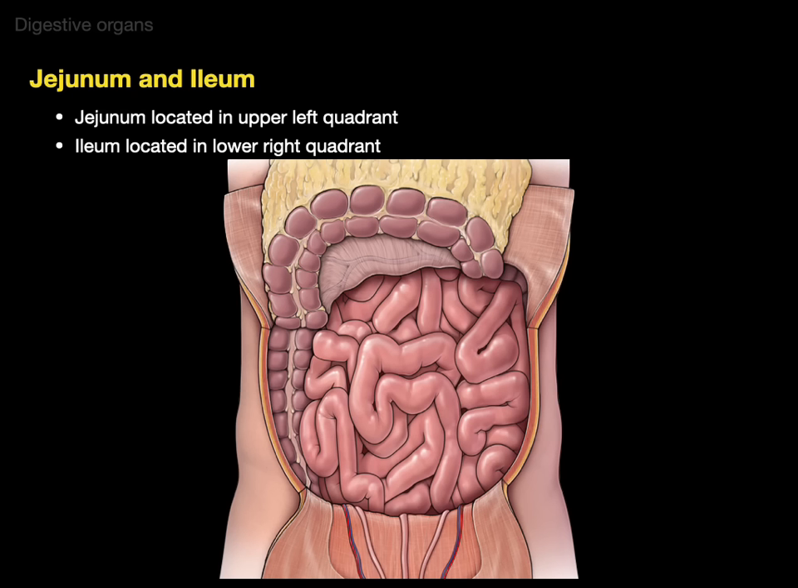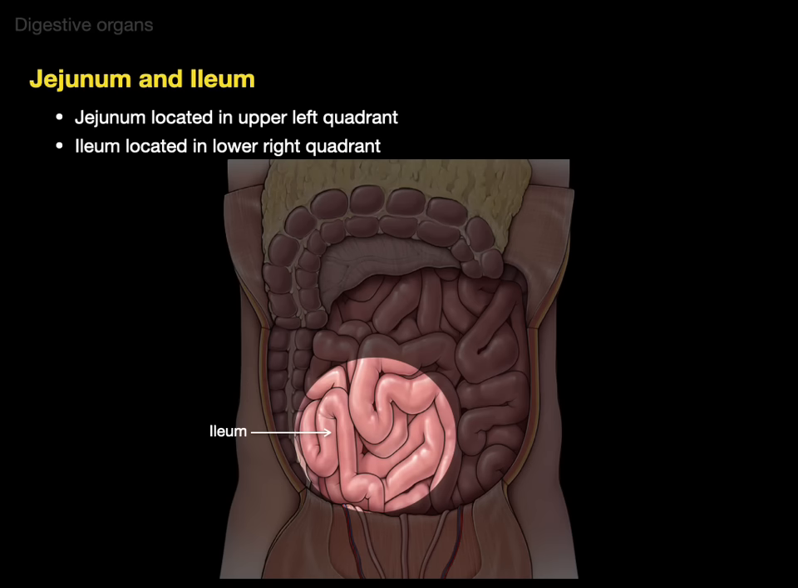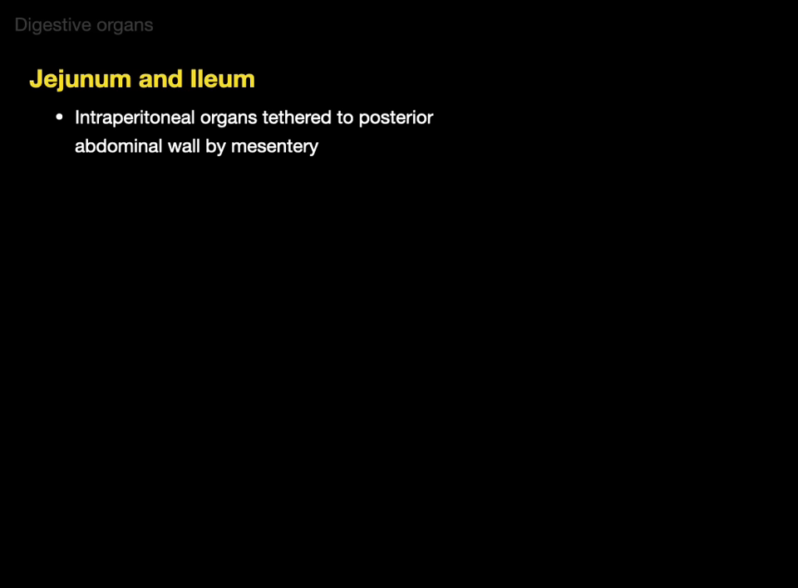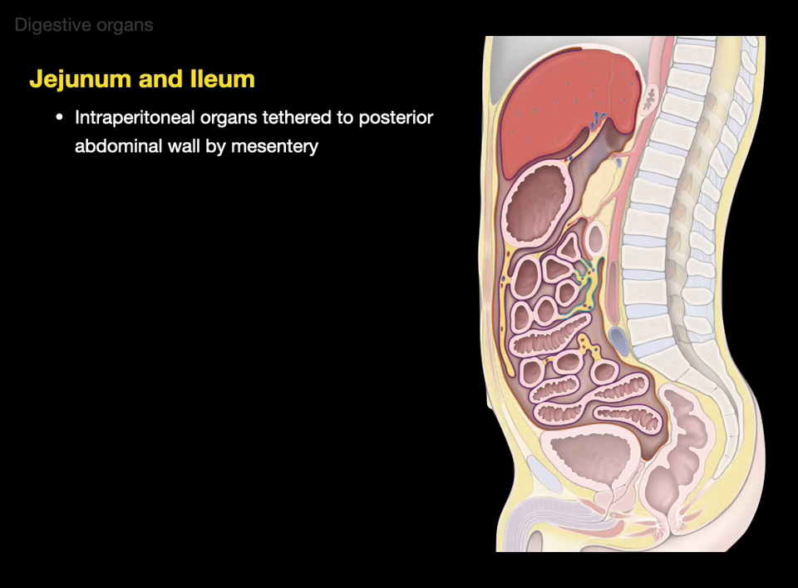So here we have the small intestines, the greater omentum is reflected. Upper left quadrant, primarily that small intestine you see is the jejunum. Lower right quadrant, that primarily is the ileum. There we've got where they're basically located. And the jejunum and ileum are considered intraperitoneal organs, and they're tethered to the posterior abdominal wall by mesentery.